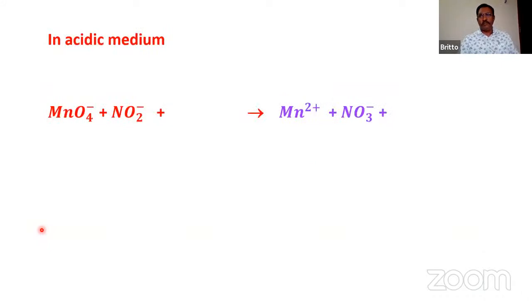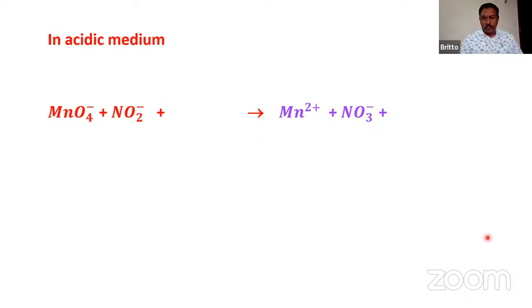Okay, let us try to balance this in acid medium. For example, in acid medium the reaction given is MnO4 minus plus NO2 minus, giving Mn2 plus and NO3 minus. So MnO4 minus in acid medium is reduced to Mn2 plus. NO2 minus is oxidized to NO3 minus. So we have to balance this reaction in acid medium.